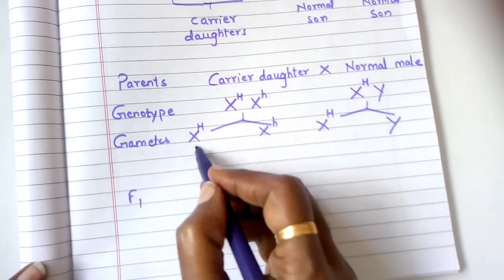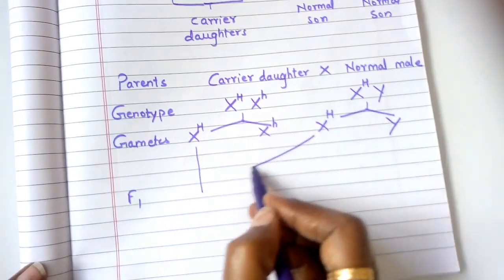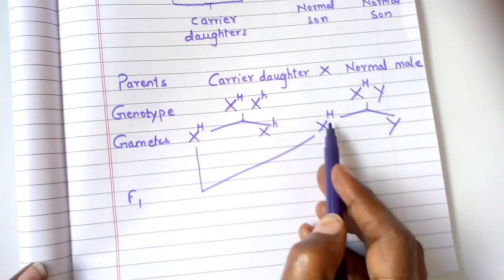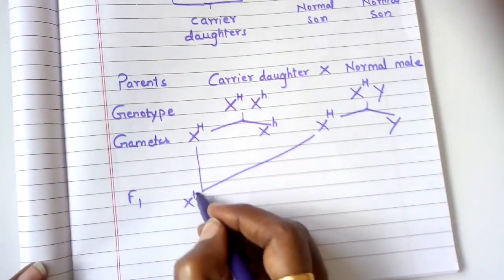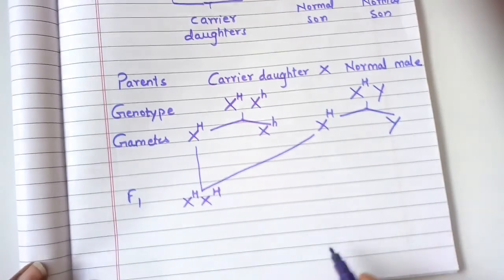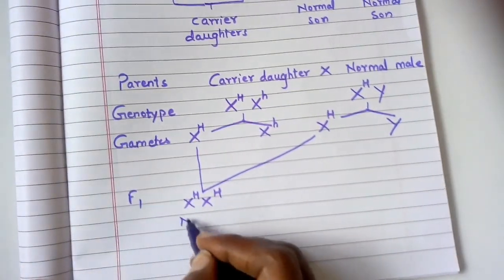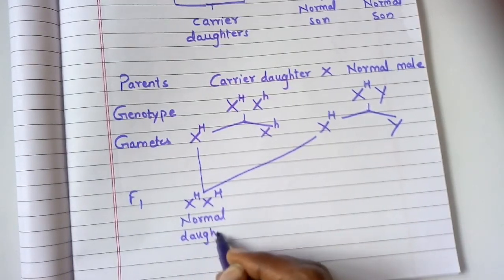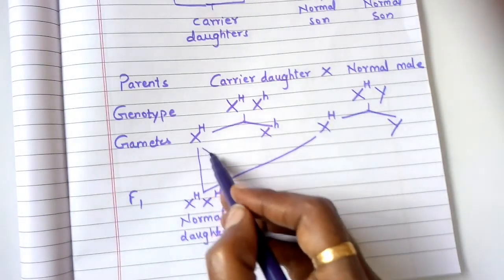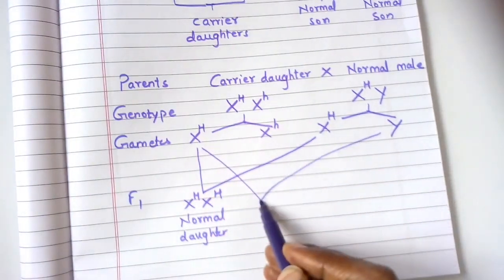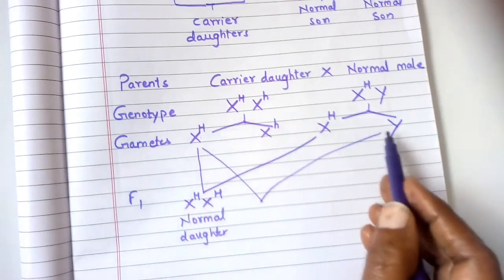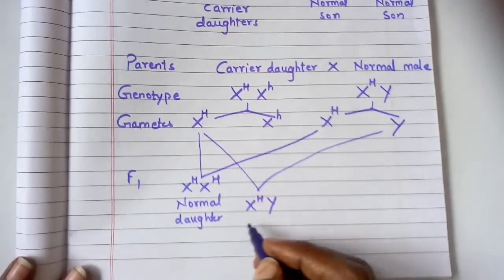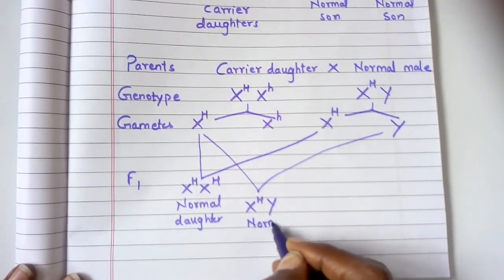Then fusion of gametes: this X fuses with this one. On this X chromosome dominant is present, and on this also dominant is present. So it will represent X capital H, which means this is a normal daughter. Then we cross this with this one. It will become X capital H and Y, X capital H and Y. This represents a normal son.